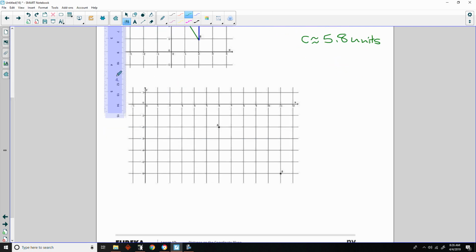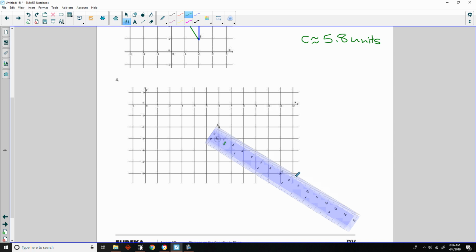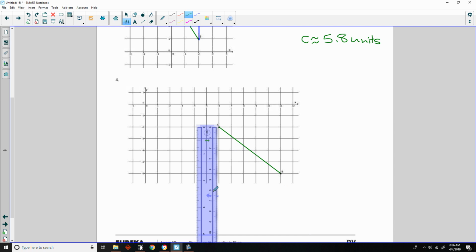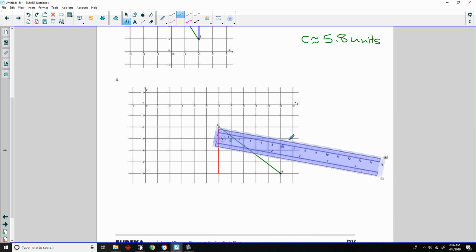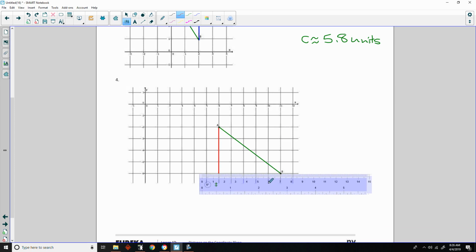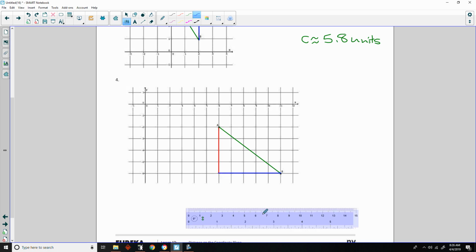Okay, so now I'm going to move on and do number 4. Put my ruler's 0 at A. Rotate, draw the segment, rotate, draw my first leg A, rotate, draw leg B. That formed a right angle and therefore a right triangle. This is length 1, 2, 3, 4. And this is length 1, 2, 3, 4, 5.